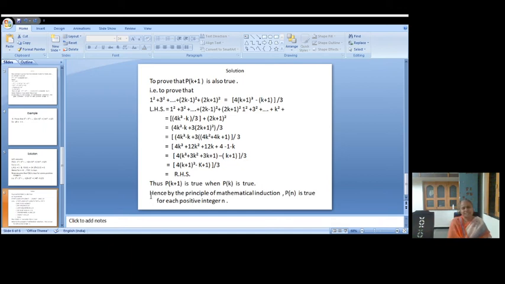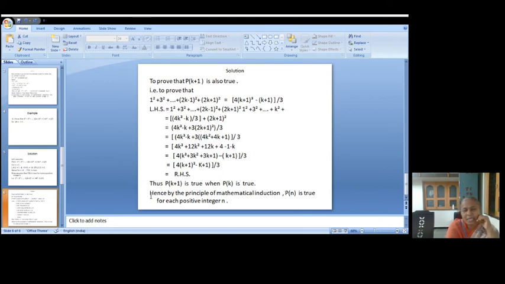Now once again we see this concept again for better understanding. Here in the last part we have proved, our assumption is P of k is true. Now we have to prove that P of k plus 1 is true. Now P of k is true means 1 square plus 3 square up to (2k minus 1) square equal to (4k cube minus k) whole divided by 3. This is our assumption part.